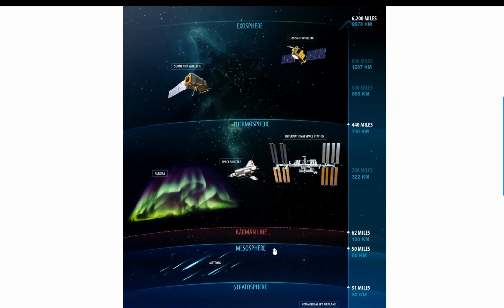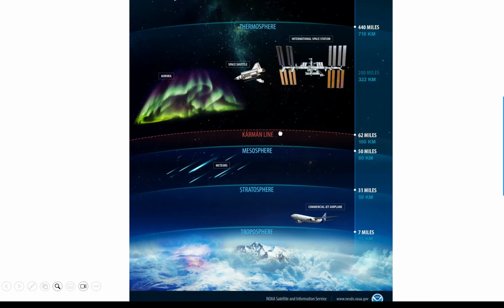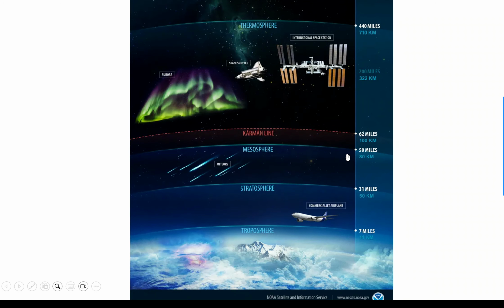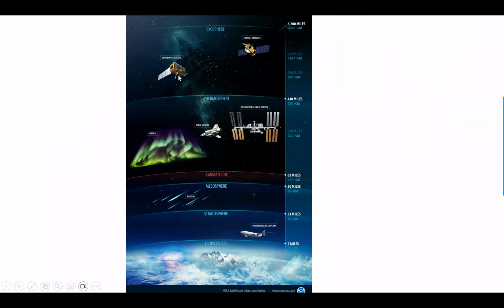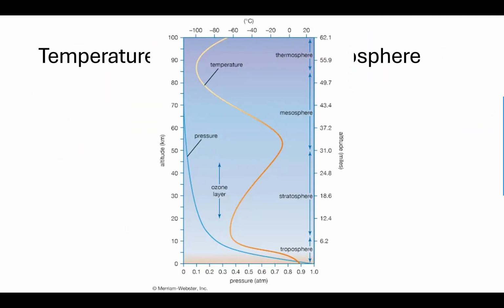And the beautiful aurora formations that you might have witnessed happen mostly in the thermosphere region. But things are not uniform. If you talk about temperature, as you go up in height, the temperature drops by certain degrees, right? But as you go much higher, the temperature not only drops, there is also an increase in temperature.